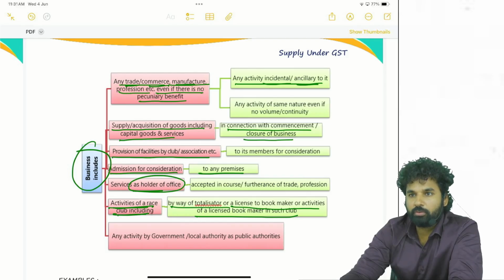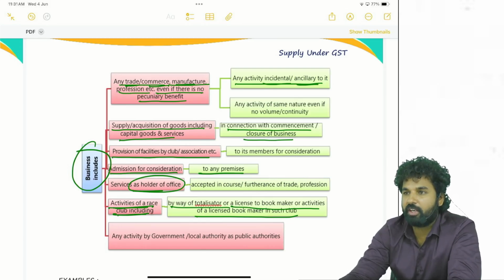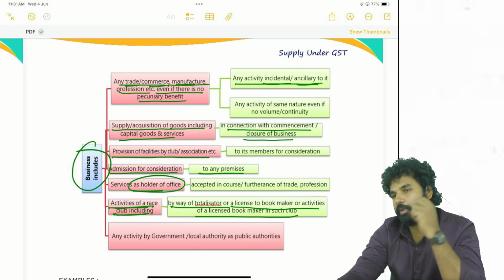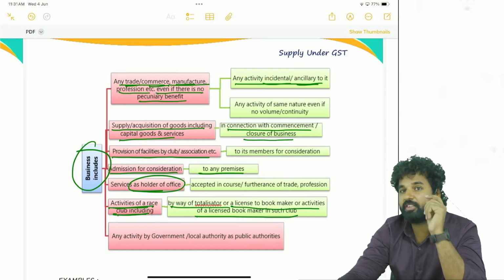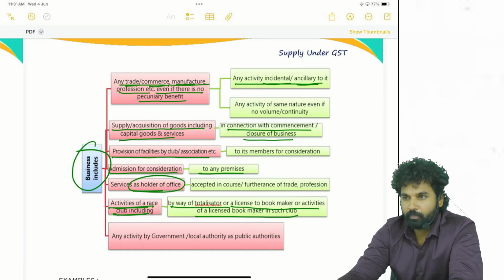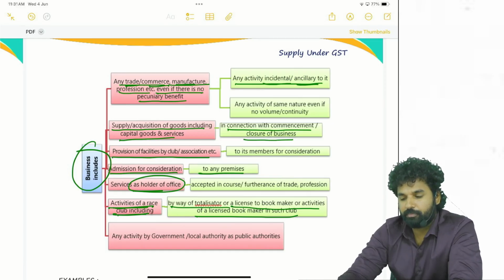Supply includes all forms of supply of goods or services, such as sale, transfer, barter, lease, license, rental, disposal, made or agreed to be made for consideration in the course or furtherance of business. This is exactly what is there in section 7 subsection 1 clause A. So all the words in that clause which needed an elaborate discussion have been covered, right? You just have a glance of it.